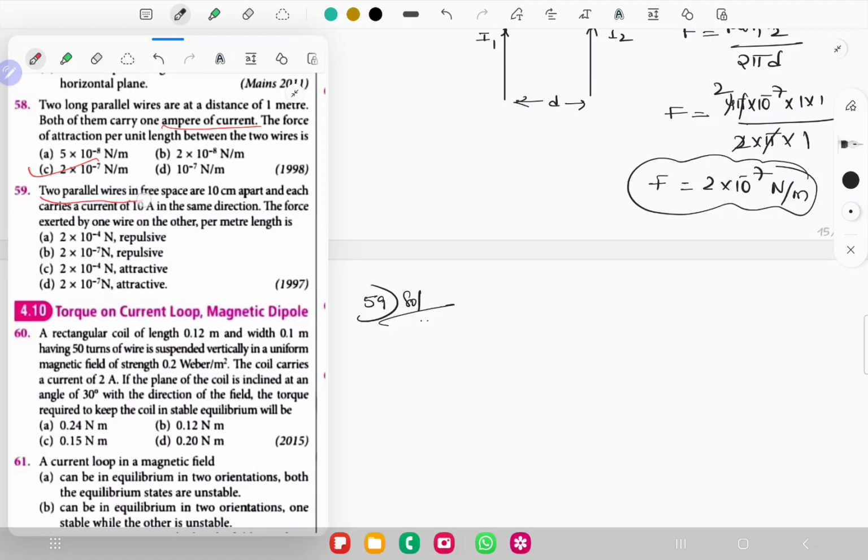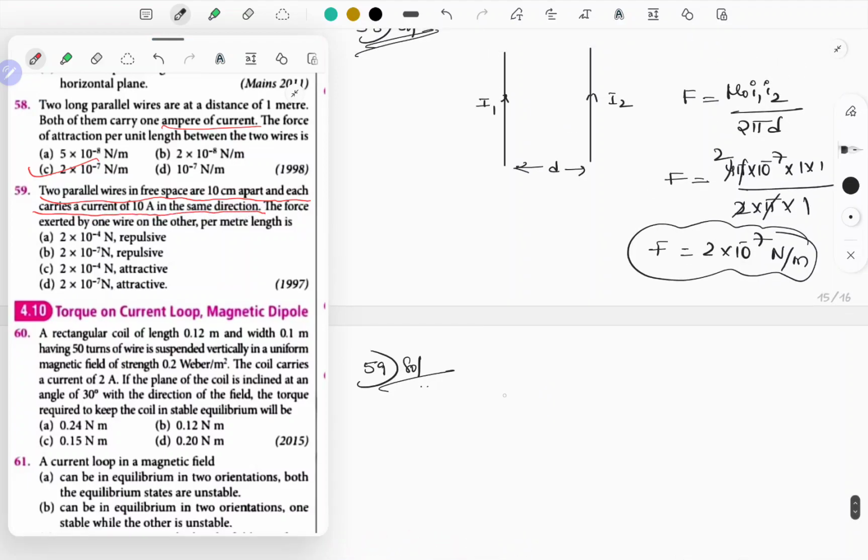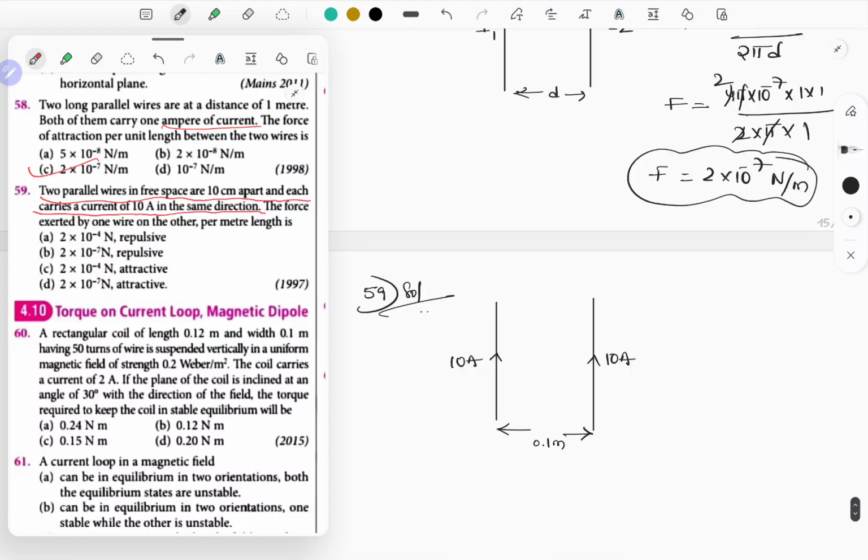Next, 59. Two parallel wires in free space are 10 centimeter apart, each carrying a current of 10 ampere in the same direction. So this is how it is. If current is in the same direction, what kind of force will they experience? Attractive or repulsive? Attractive force. What's the distance of separation? 10 centimeter, nothing but 0.1 meter. Force experienced by one wire on the other per meter length, so that is F per meter length by 1 meter.